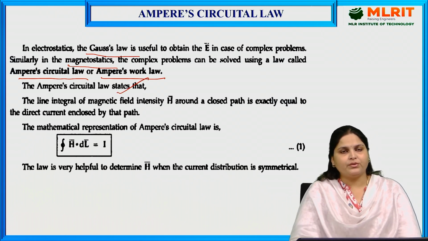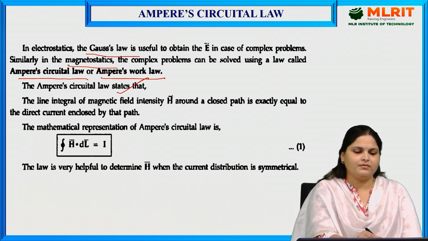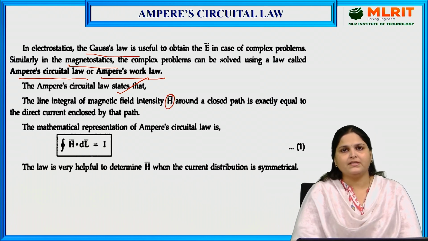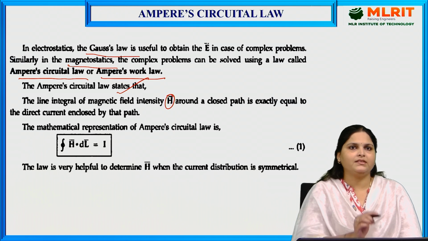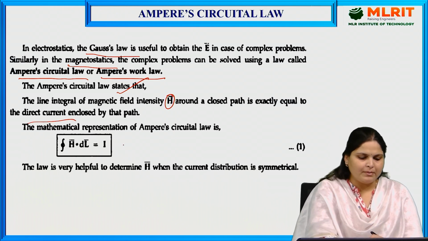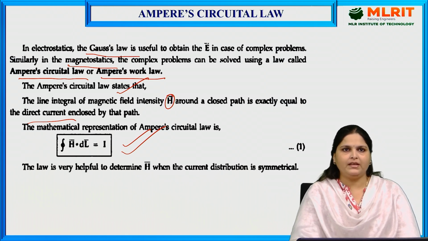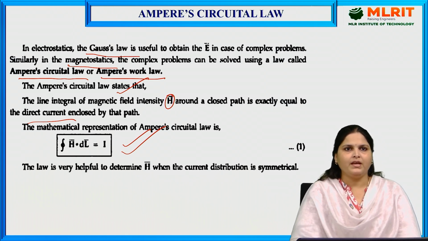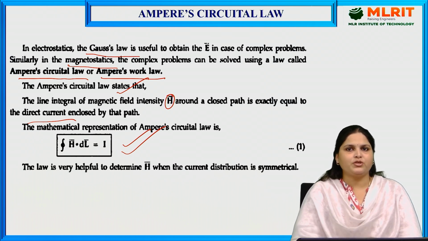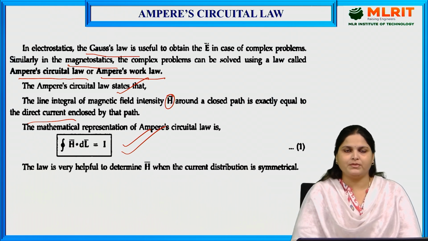According to Ampere's circuital law, the line integration of magnetic field intensity H around a closed path is exactly equal to the direct current enclosed by that closed path. The mathematical representation of Ampere's circuital law is the integration of H dot dl equals I. And as I said, this law is very useful in determining magnetic field intensity when the current distribution is symmetrical, and it can also be used to solve complex problems.